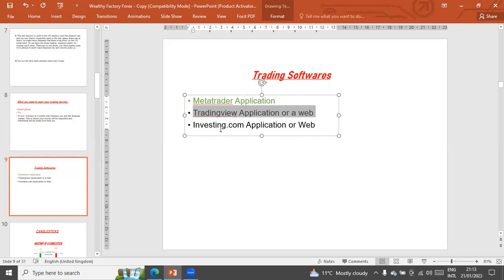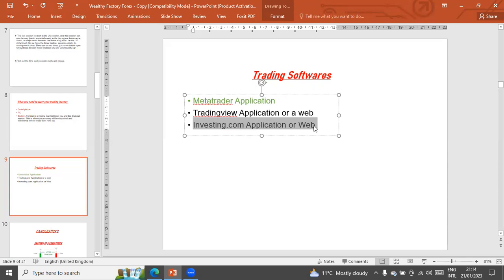Then we have investing.com. Investing.com as well has an application and a website. This is the application I use for news, to be able to know what is happening around. As a trader, you are supposed to know what is happening around and what fundamentals you have. We're going to talk about fundamentals as we start analysis. So this is the application you're going to use for fundamentals. I'm going to give you more applications you can use for news.